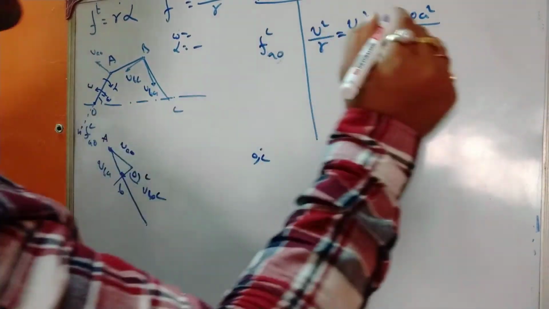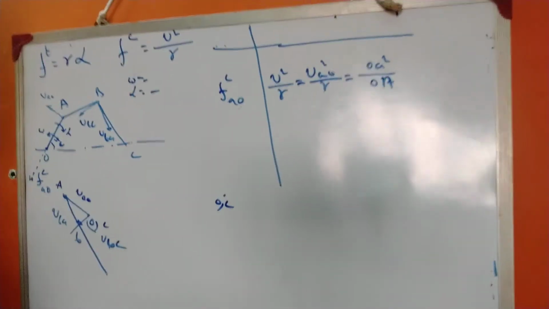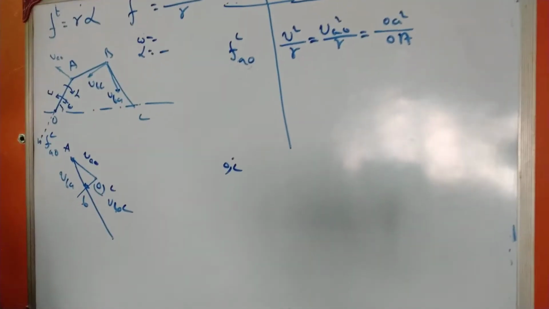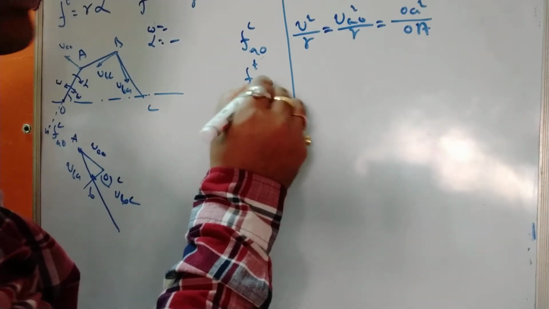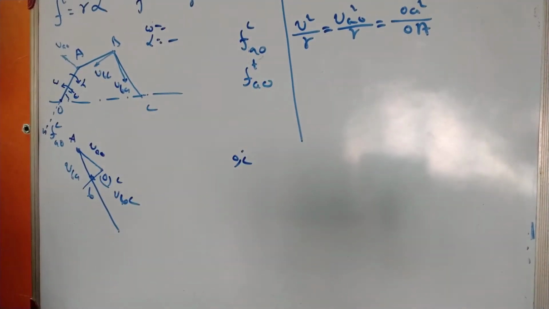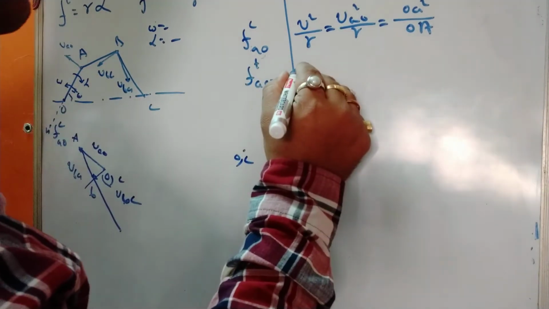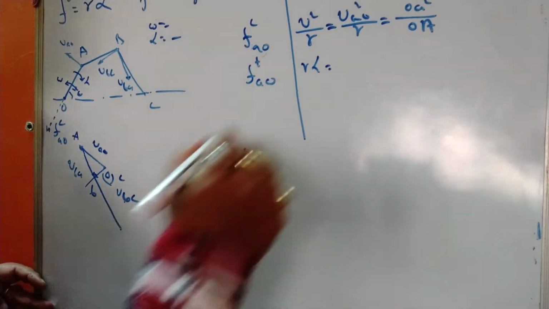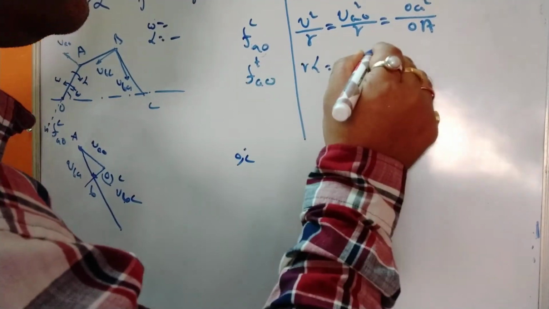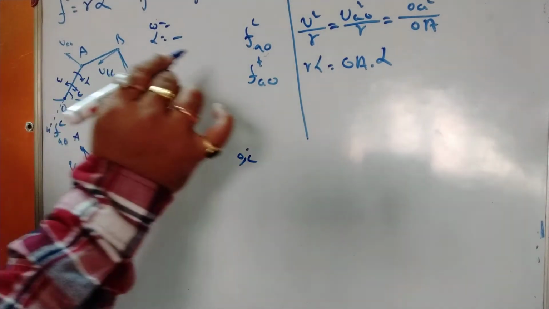R is equal to what? The length of the component OA. So this vector is known to us. Now we should proceed for the tangential component of A with respect to O. We know that the tangential component is equal to R into alpha. R is equal to OA, and as alpha is given to us, this tangential component we can also get.